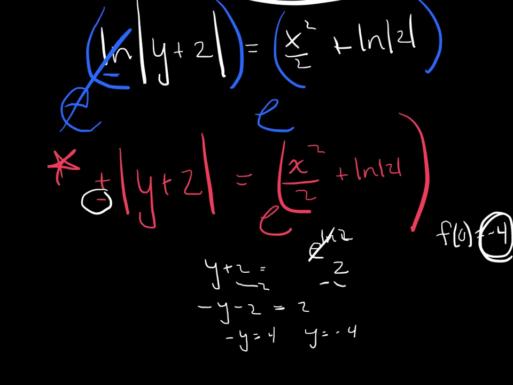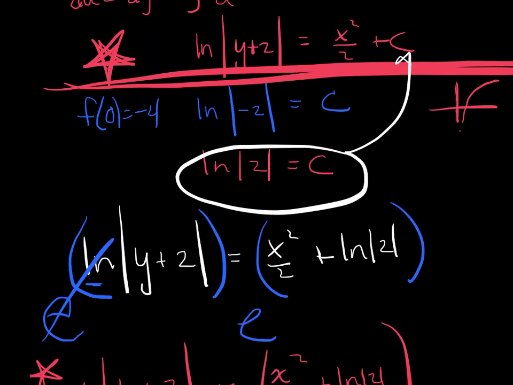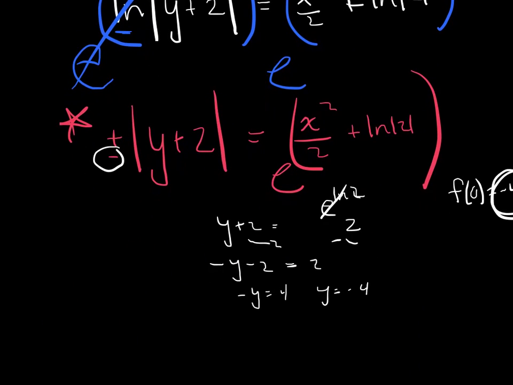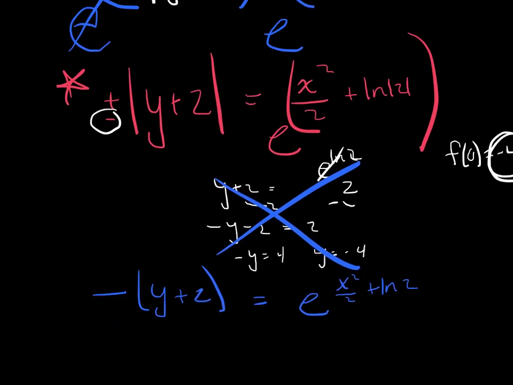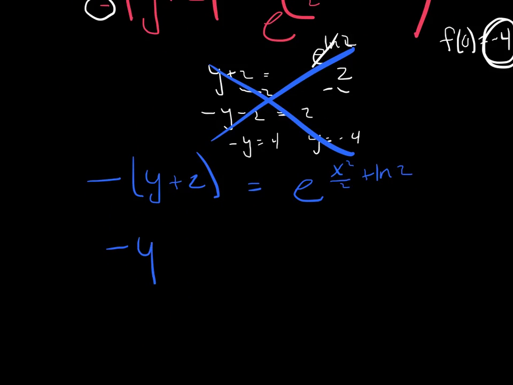So if you can't just buy the fact that this changed signs here, and that means you're going to use a negative, then take the 20 seconds, plug the number in, and see which one you want, a positive or a negative. Okay, so let me kill this for a moment. So I'm saying I get negative y plus 2 equals e to the x squared over 2 plus the ln of 2. Distribute my negative, e to the x squared over 2 plus the ln of 2. Add the 2.